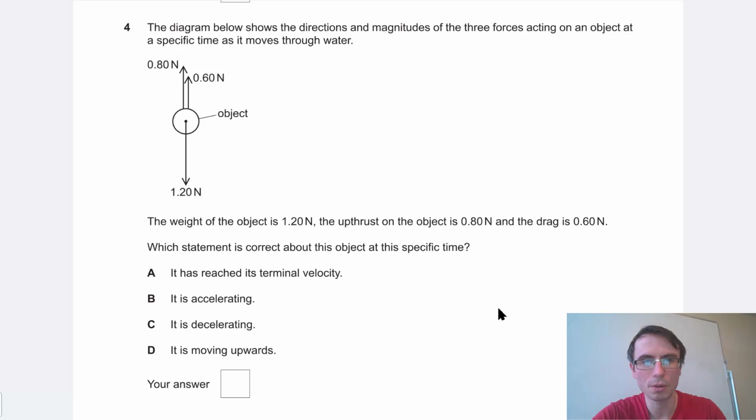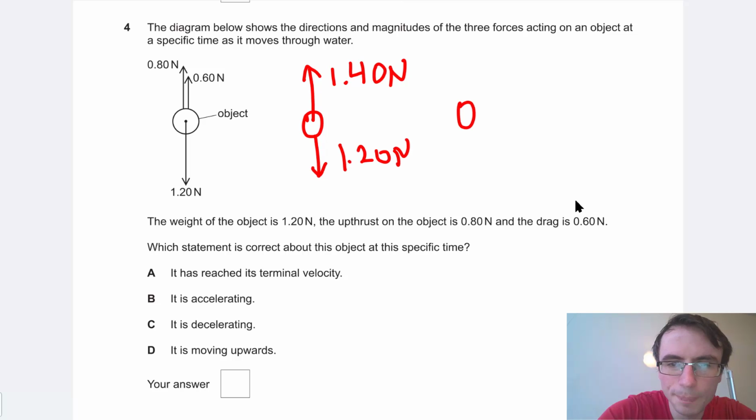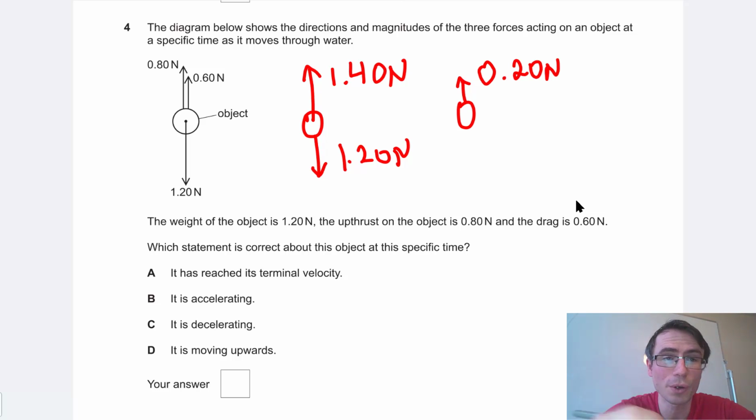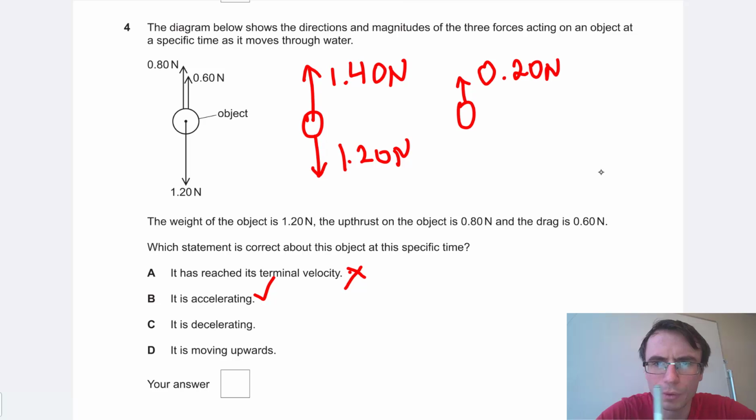Okay, so there's going to be an upward force of 1.40 newtons and a downward force of 1.20 newtons. This means that there will be a resultant upward force of 0.2 newtons. If there is a resultant upward force, there has to be an acceleration. It's not reached its terminal velocity. It is accelerating. Hang on, is it, or it could be decelerating.